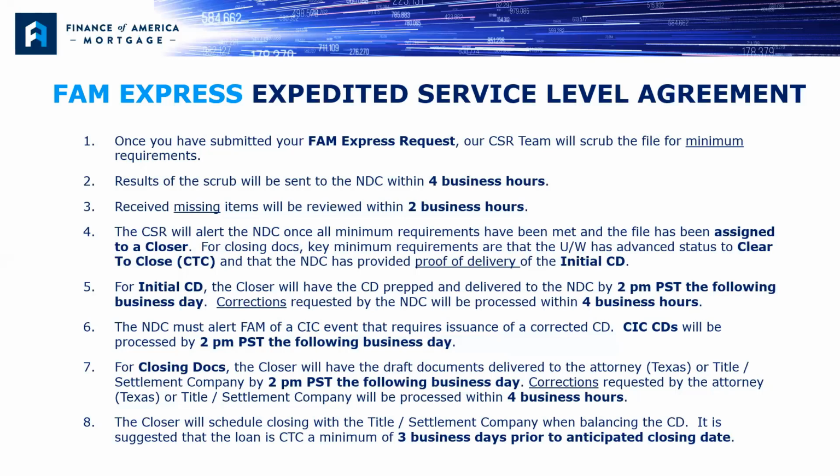And then the closer will have the CD prepped, delivered to the NDC by 2 p.m. Pacific time the following business day. And then if there are any corrections requested by the NDC, they'll be processed within 4 business hours once they receive them. And then the next step, the NDC must alert FAM of any change of circumstance, any event that requires a corrected CD. And then CDs will be processed by 2 p.m. Pacific time the following business day. So that puts you through a very tight timeline, Garrett, of being able to really have control over that CD and getting to closing, right? And being able to set very clear expectations with borrowers, real estate agents, and referral sources, right?